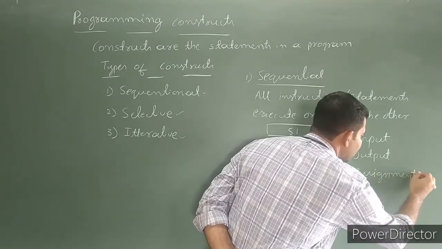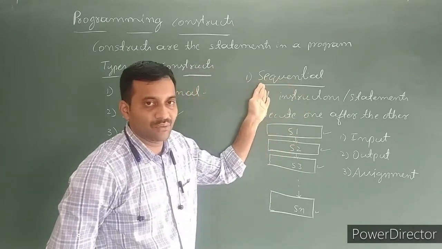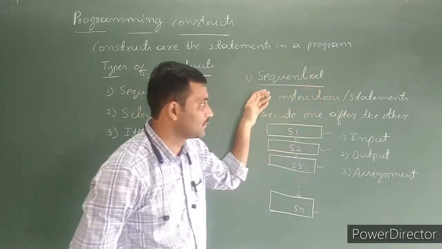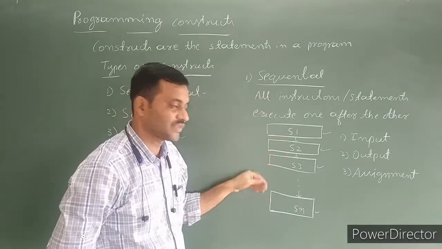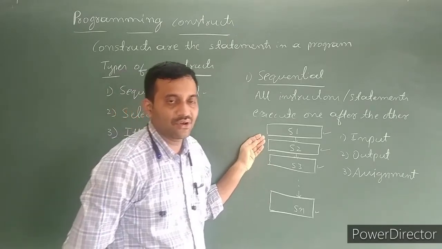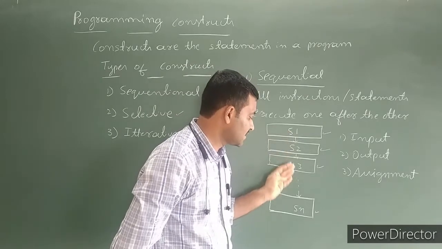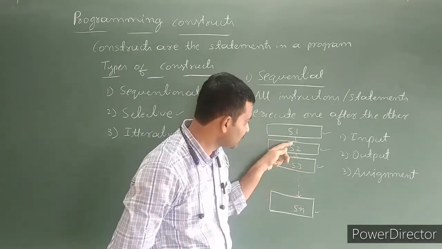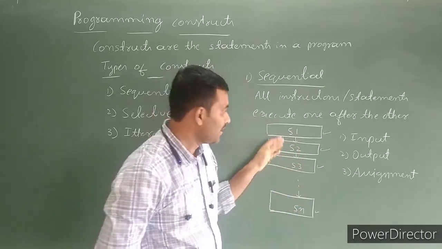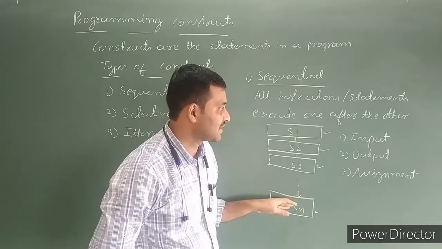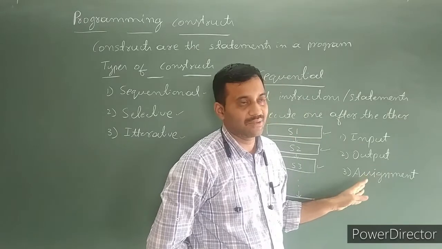Or an assignment statement. In a sequential programming construct, all statements are executed one after the other. There is no backward execution, there is no forward execution. Say in this diagram, S1, S2, S3, Sn are the statements. See the flow direction. One after another, the statements are executed, where the statements are input statement or output statement or an assignment statement.